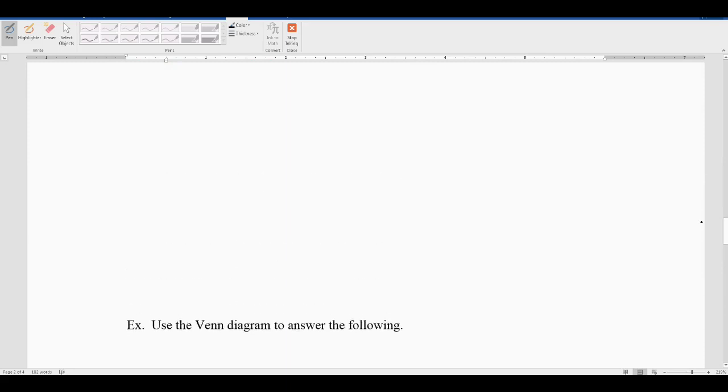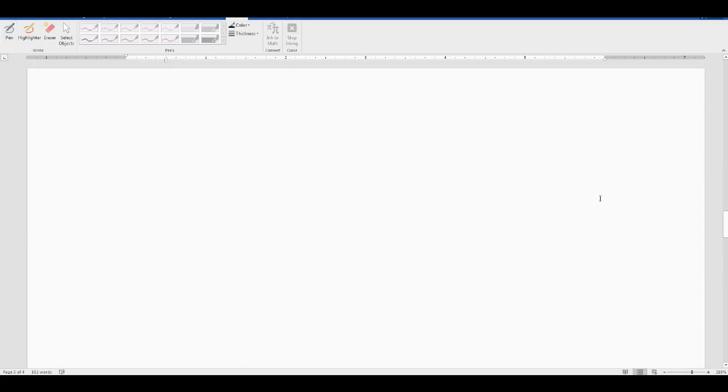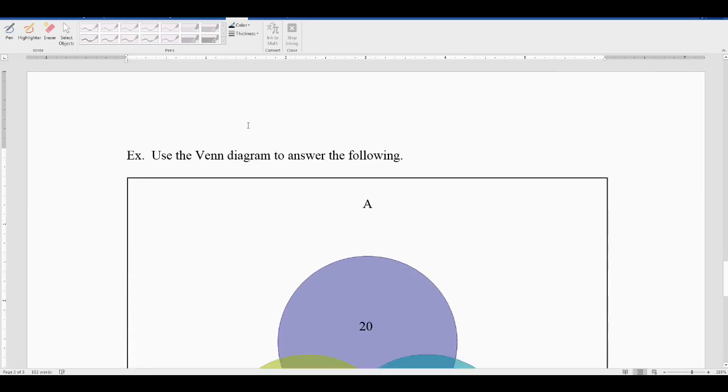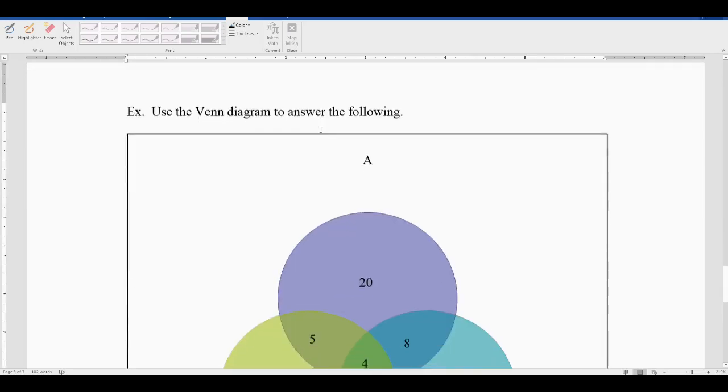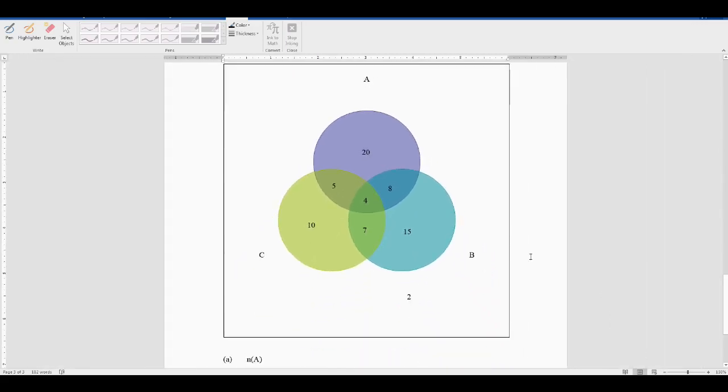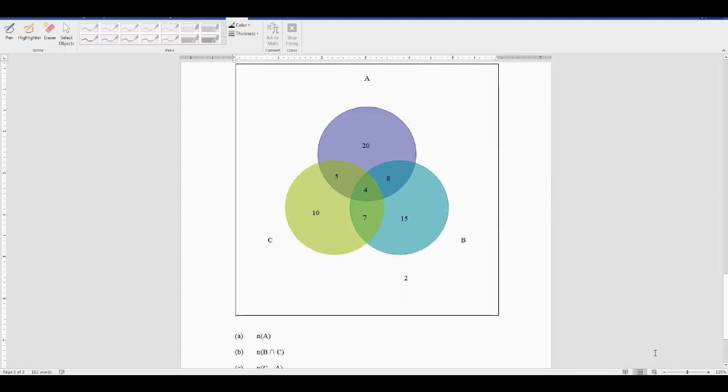So now we have another example. And I'm going to bring this up. I'm going to have to shrink it so we can see the whole Venn diagram that's already given to us, so we can answer some questions. So hopefully you can see this. We have just a few questions, and they're all involving numbers. We're going to count. So we're saying in this example that we have 20 elements in this region, 5 in that region, 4 in that one, 8 in that one, 7 in that one, 10 in that one, 15 in that one, and 2 outside.